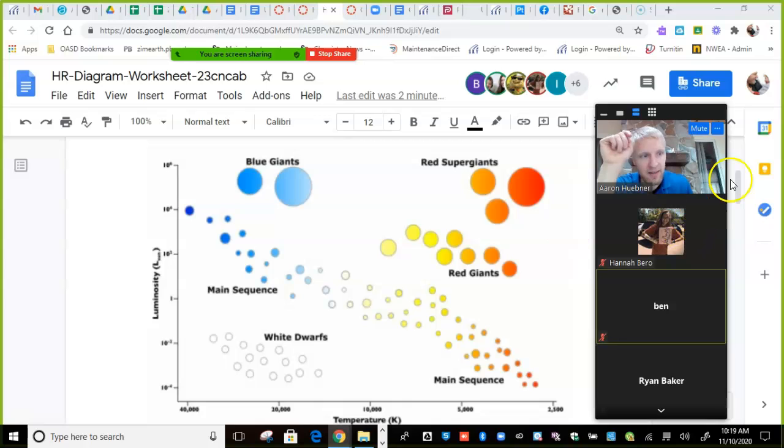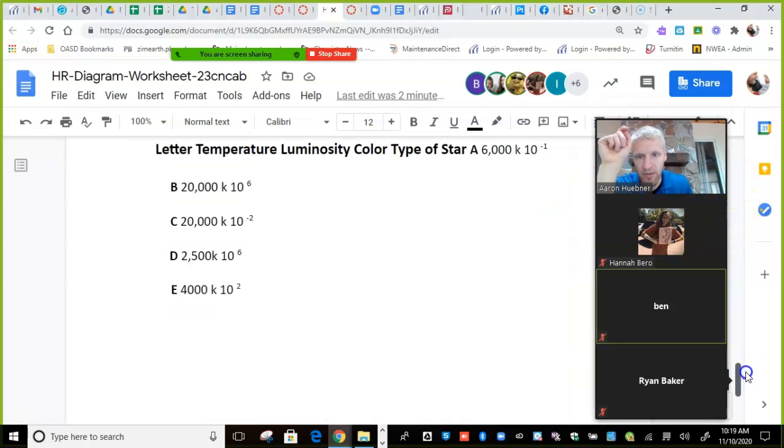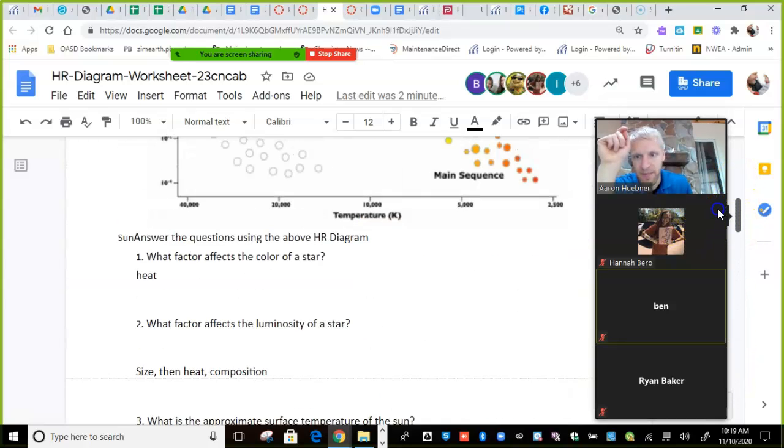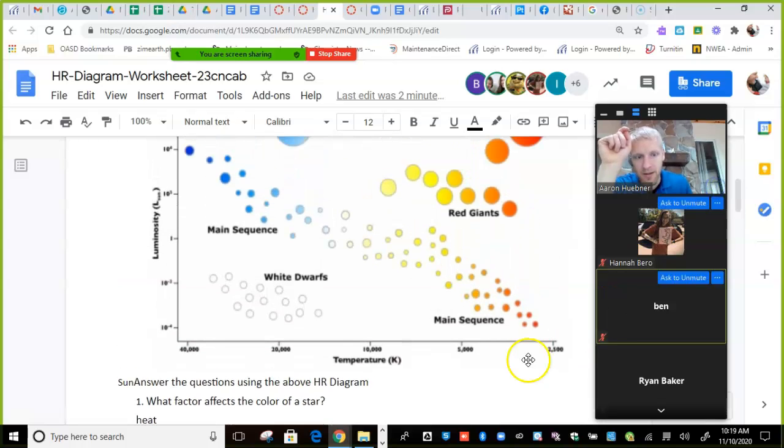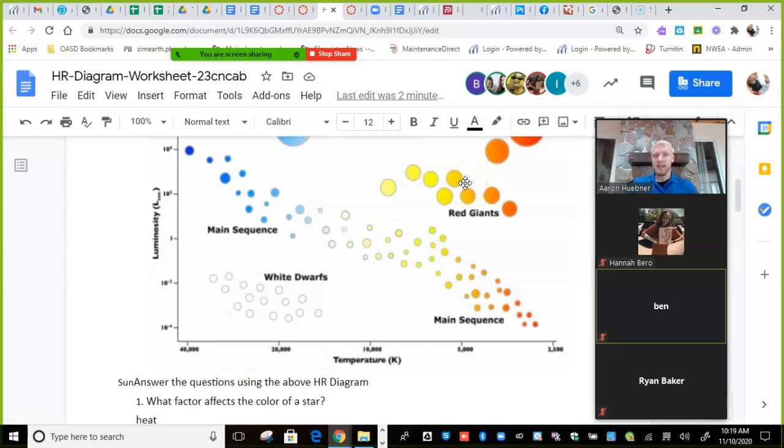Actually, I think it's going to be red giant. Is it? Let me check. 4,000 Kelvin, 10 to the 2nd. That's going to be in the red giant range. All right, and that's the HR diagram. So, yeah, that is that.